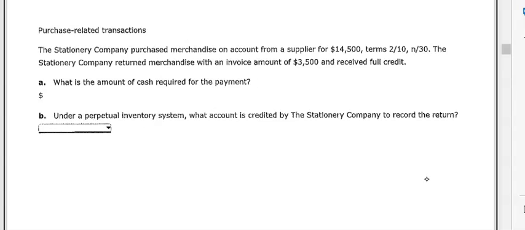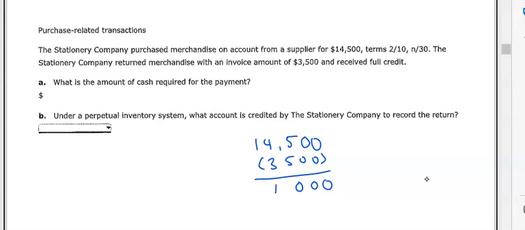So we're still buying inventory. We still haven't sold anything. We're still buying stuff. So the stationery company purchased merchandise on account from a supplier for $14,500. Terms are 2/10 net 30. They return the merchandise in the amount of $3,500. So we're going to subtract that out. So our net merchandise that we kept was $11,000, and they want to know what is the cash amount required for payment. Well, we paid it within the discount period, so we're going to take a 2% discount.